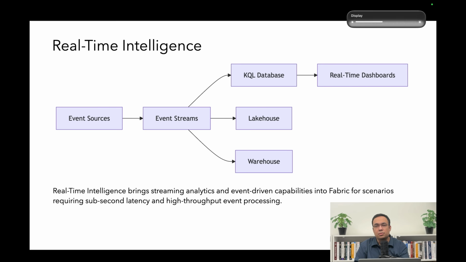The real-time intelligence workload includes event streams for ingestion and routing, KQL database for storage and querying of time series data, and real-time dashboards for visualization of live data. This workload should complement your batch processing patterns. While Lakehouse and Warehouse handle the historical analytics on data at rest, real-time intelligence handles streaming analytics on data in motion.